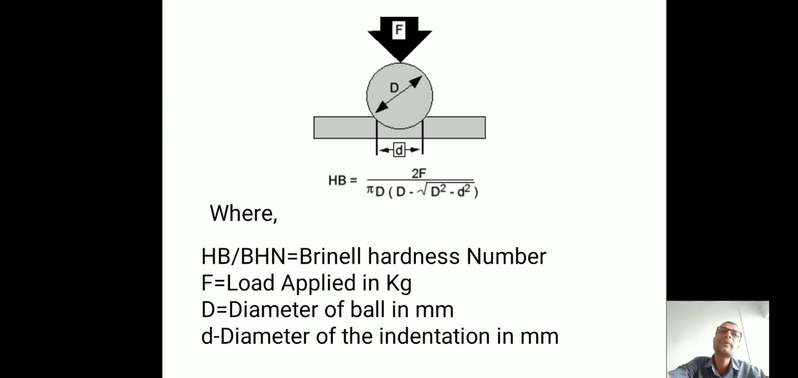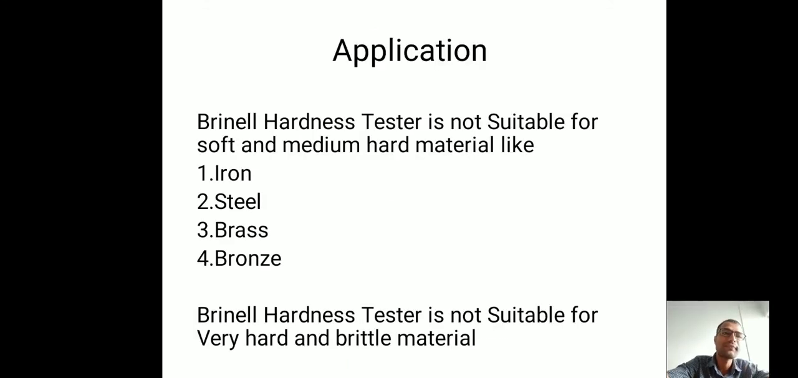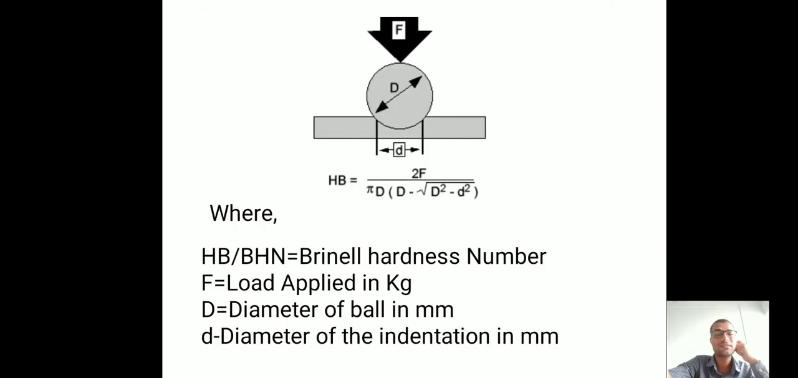where F means applied load in kg, correct? Capital D means diameter of the ball, it is already familiar to us, and small d means diameter of the indentation, that we have to measure after the test, in millimeter. And if we put these three values, F, capital D and small d, we get the value of BHN, the Brinell hardness number, with the help of the Brinell hardness tester. Clear, friends?